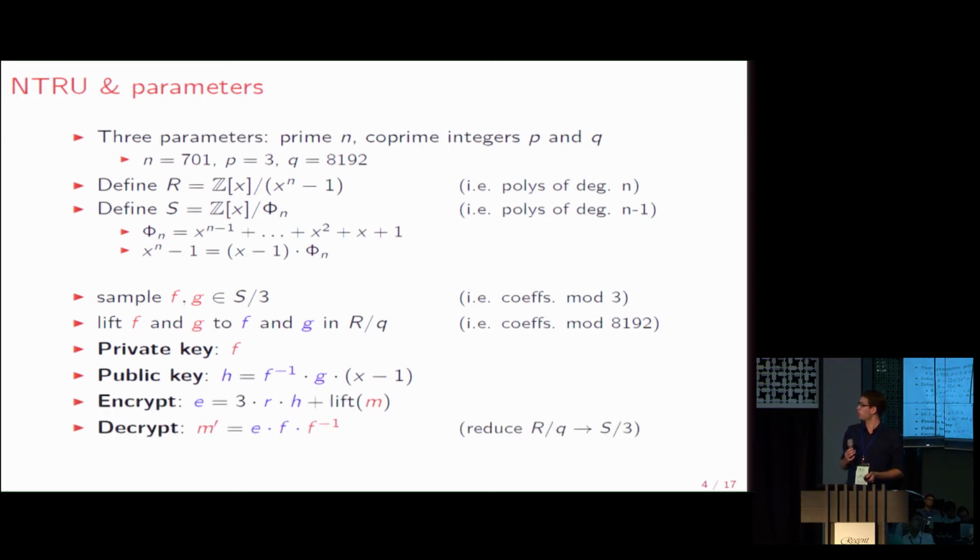And then encryption and decryption work as follows. Basically, it's a couple multiplications in R. Here are some multiplications in R, then a multiplication in S, and this inversion in S. But this inversion you can actually also do during key generation, because F is something you know during key generation, so you don't actually need to do this inversion in real time. You can have this pre-computed. So basically, you're doing a couple multiplications for encryption and decryption. That's essentially how it works.